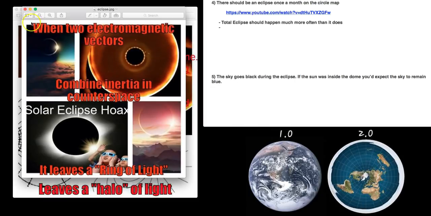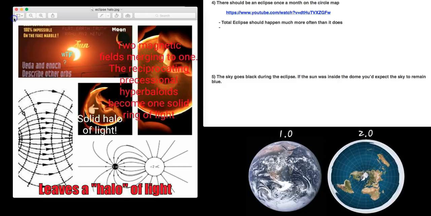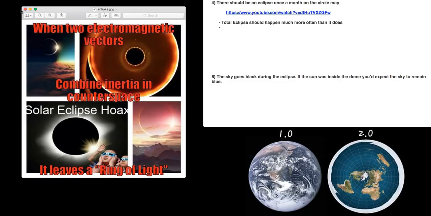So here we have another one. When two electromagnetic vectors combine inertia in counterspace, it leaves a ring of light. I'm not an expert on this stuff, but if you watch people like Ken Wheeler on YouTube, Theory Apophysis is his channel, you can watch this stuff. It's obviously magnetic.